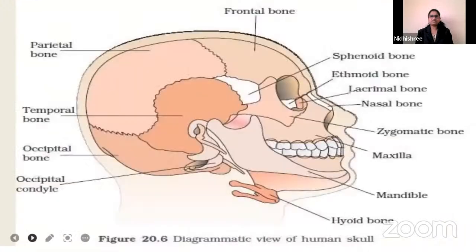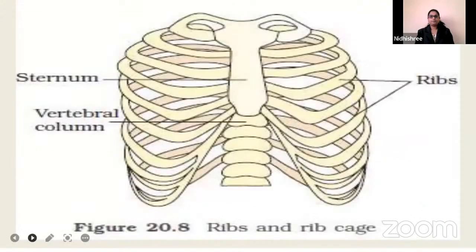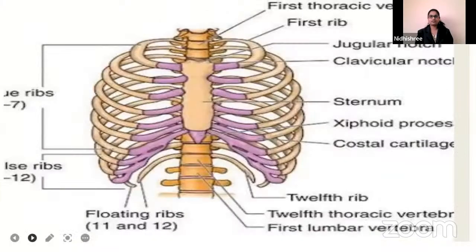Fine, let us proceed further. This is regarding the skull, ribs and rib cage. Just remember regarding floating ribs, which are not attached to the vertebral column. See, floating ribs, 11th and 12th pair. The 11th pair and 12th pair are called floating ribs.